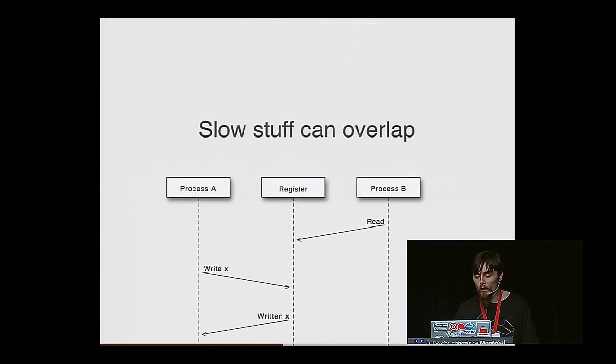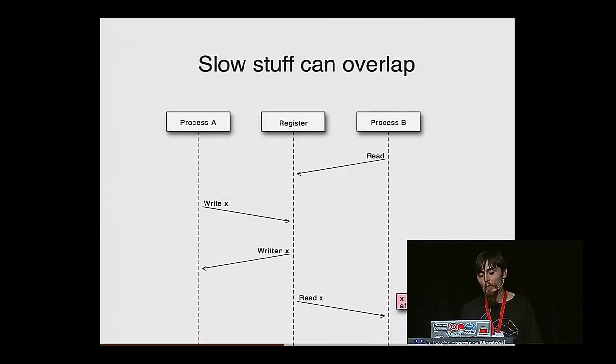And when stuff is slow, that means it can overlap. So for example, here, process B issues a read. Now, process B is in a data center far, far away. Process A is in the same data center. And process A issues a write, hits the register, it's written, and by the time that read that process B issued comes back, it's already read that new value.